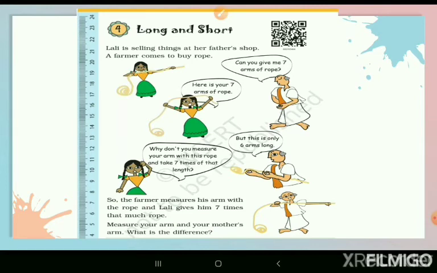So here and now I want you all to do one thing. You all measure your arm with your mother's arm and see the difference, which one is longer and which one is shorter.